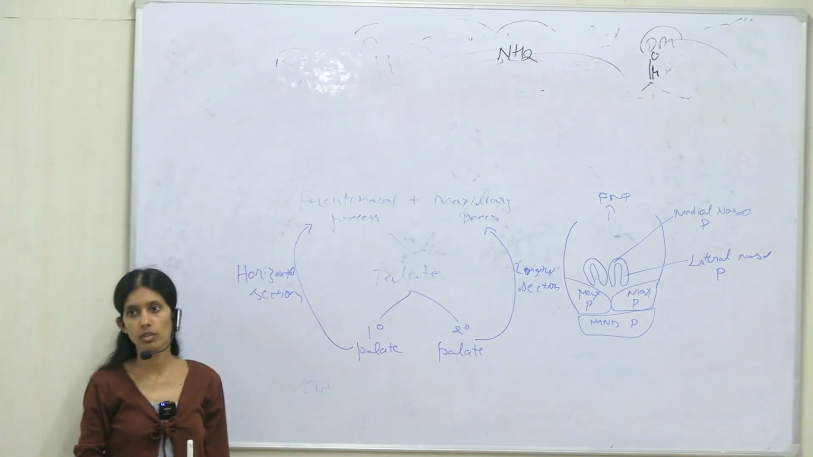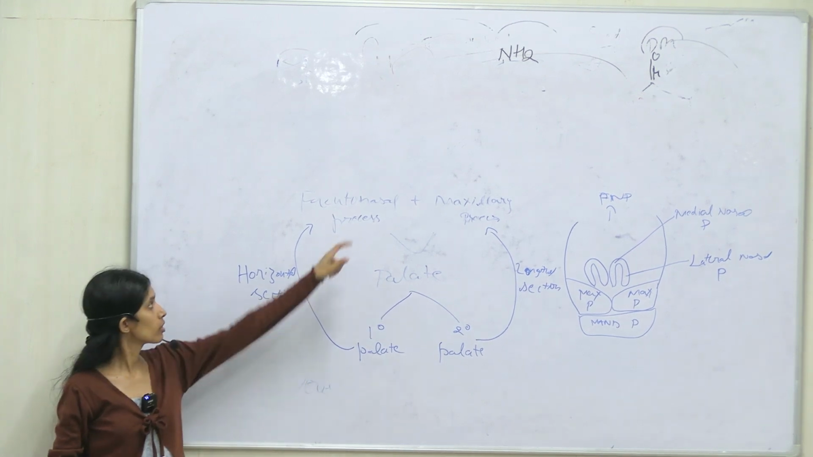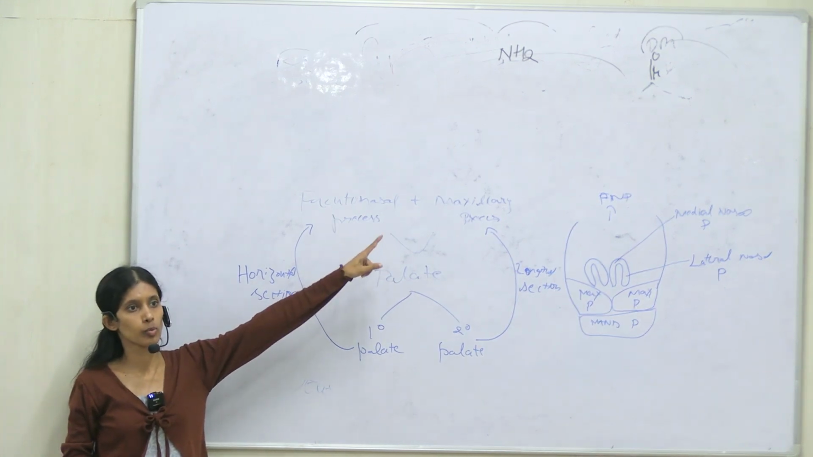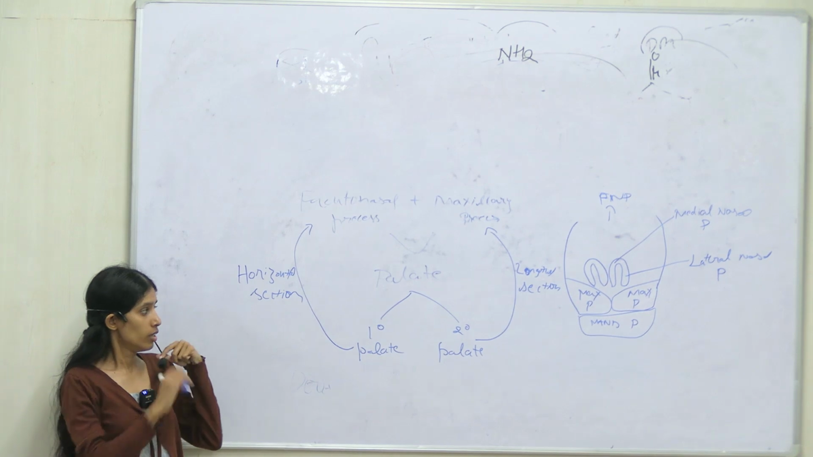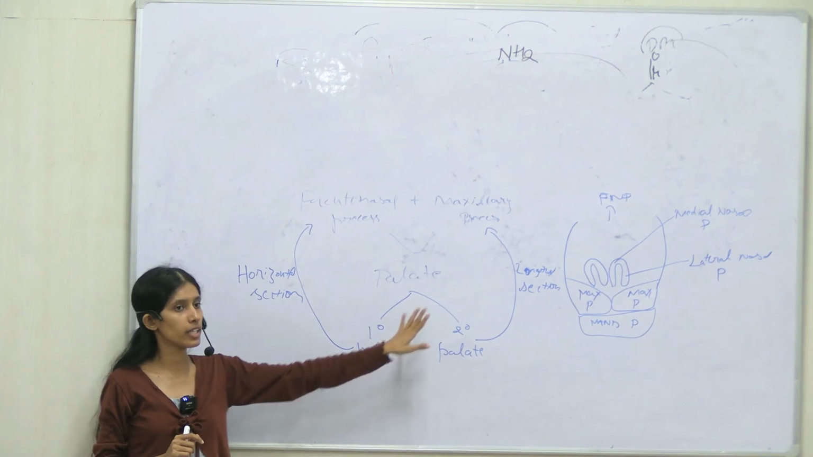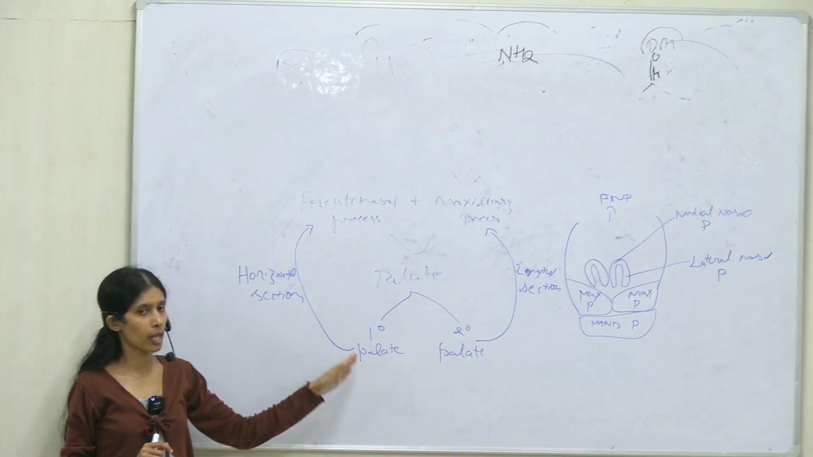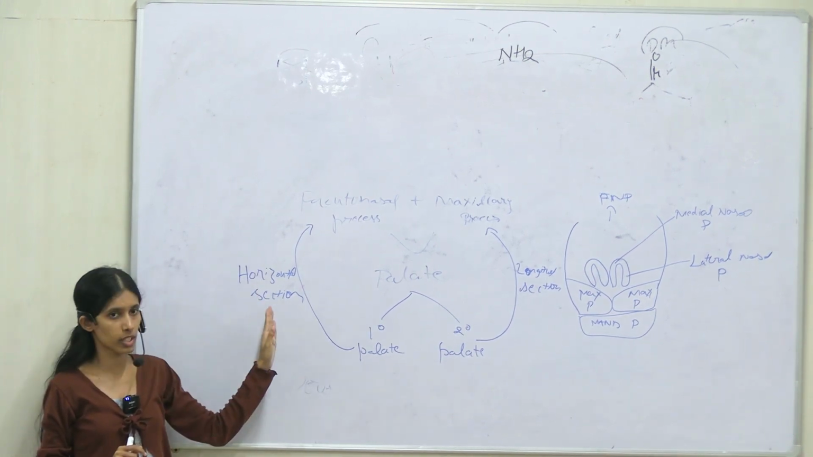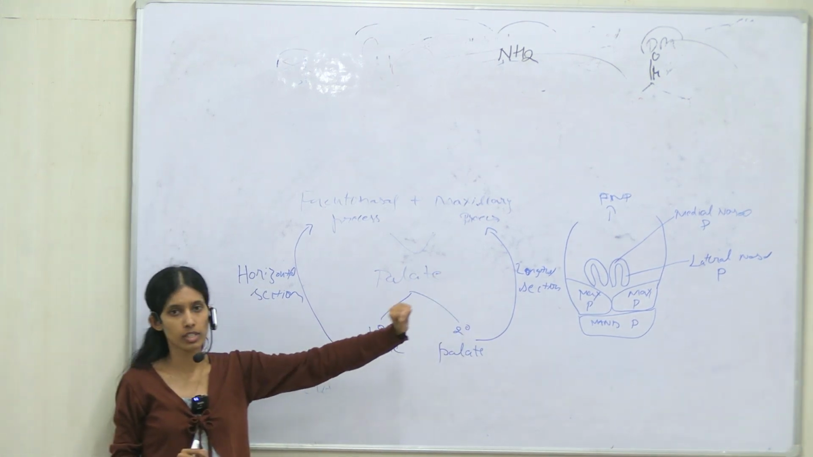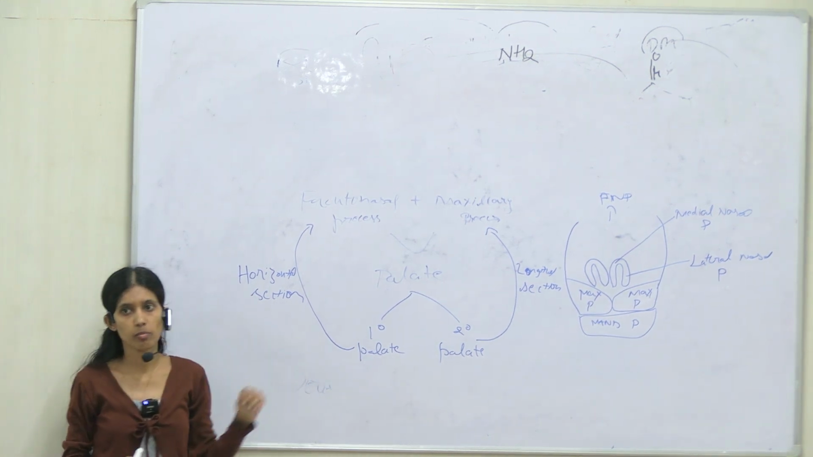Okay, any doubts? I will repeat, we have frontonasal process and maxillary process. These two processes together give rise to palate, and your palate has two divisions, primary palate and secondary palate. To know the embryology of the primary palate, we have to study the horizontal section. To know the secondary development, we have to study the longitudinal section. Okay, any doubts in this?